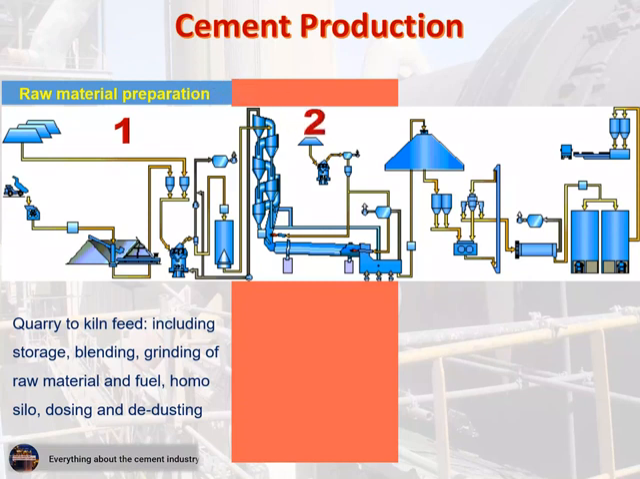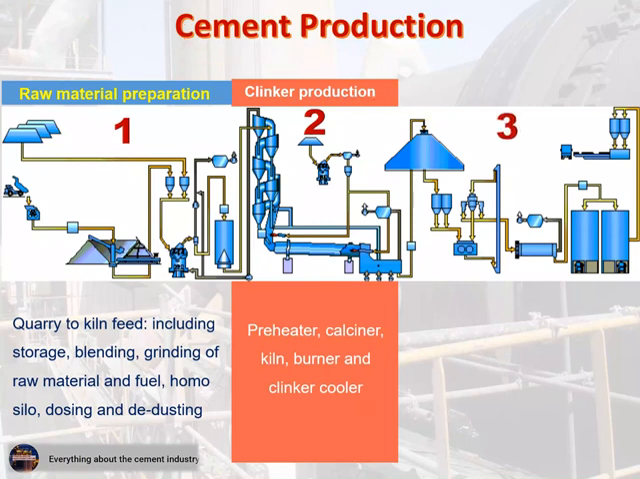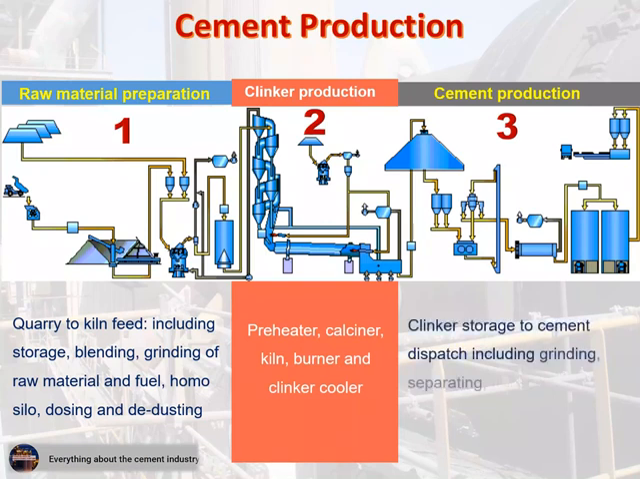The second stage: clinker production. It consists of preheater, calciner, kiln, burner, and clinker cooler. The third stage: cement production. It consists of clinker storage to cement dispatch, including grinding, separating, transport, storage silo and packing.